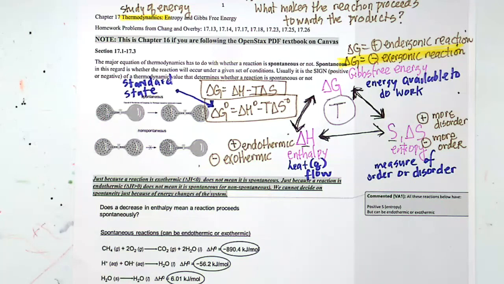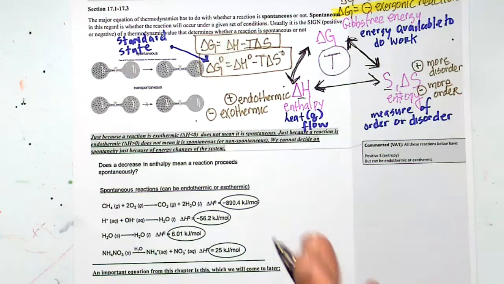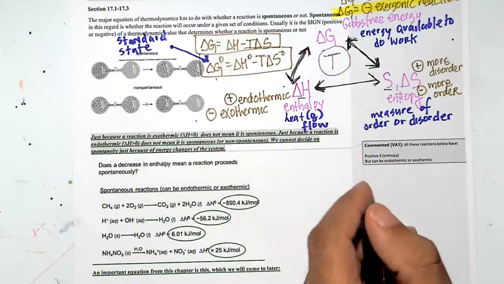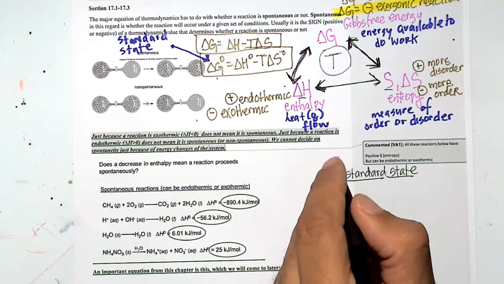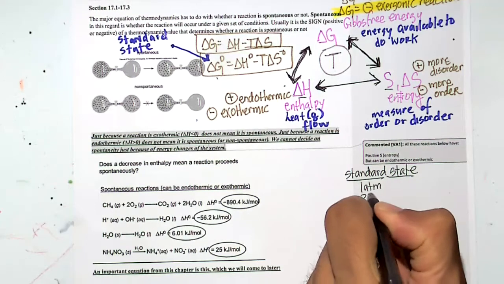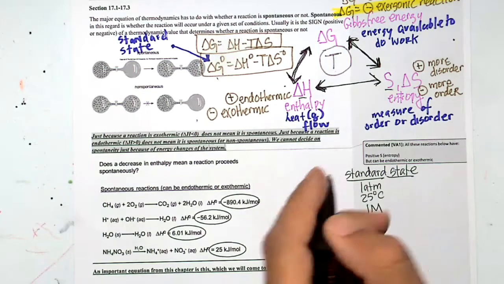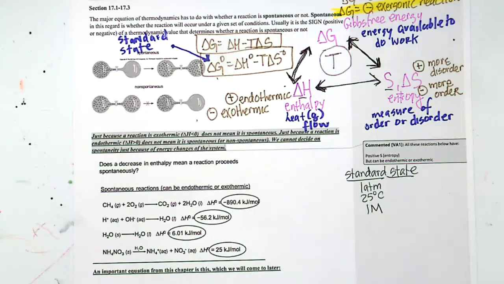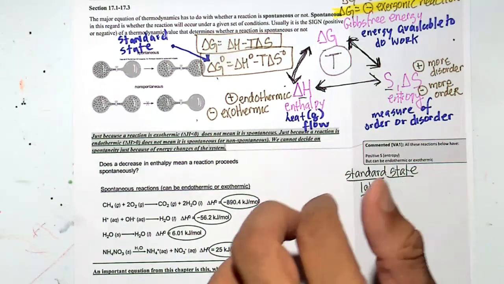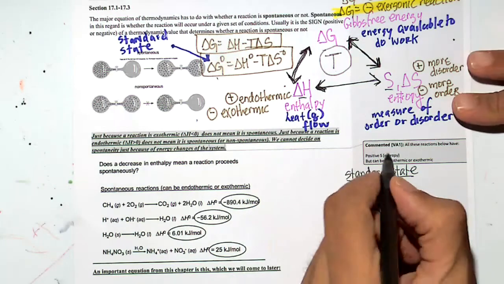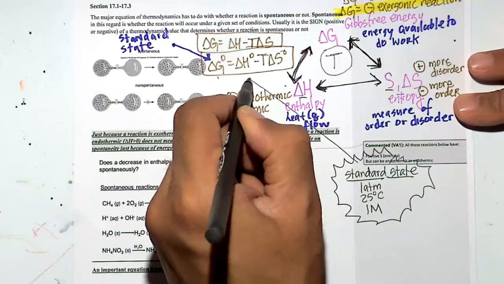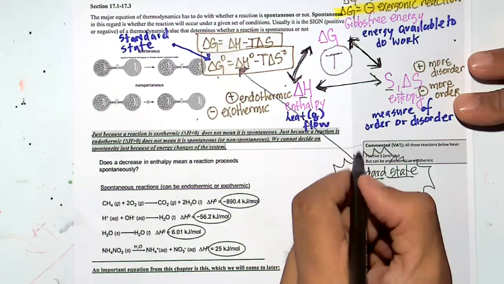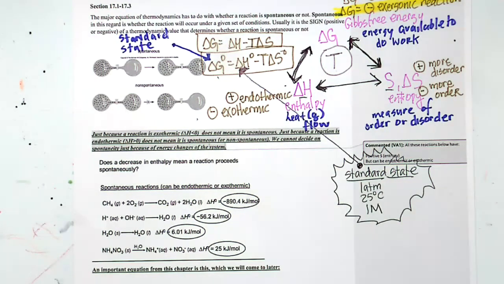A standard state is a very specific set of conditions. So let me just tell you what standard state is. It's the naught: delta G naught, delta H naught, delta S naught. Standard state usually is 1 atm of pressure, 25 degrees C, and 1 molar if you're dealing with a solution. We usually look these up in the back of our book. That's what the naught means. Delta G naught equals delta H naught minus T delta S naught.